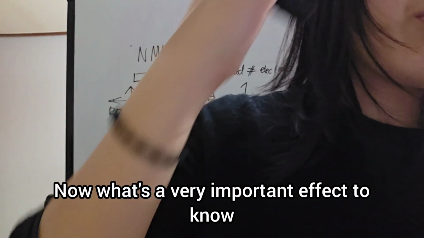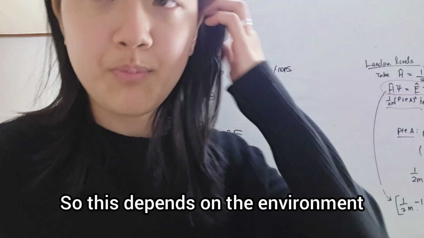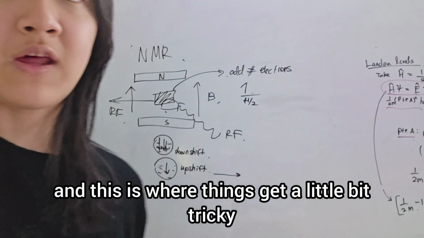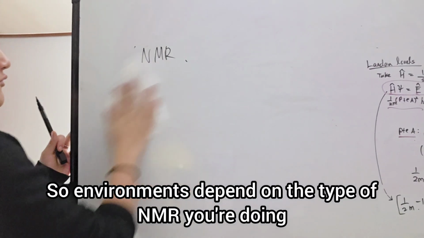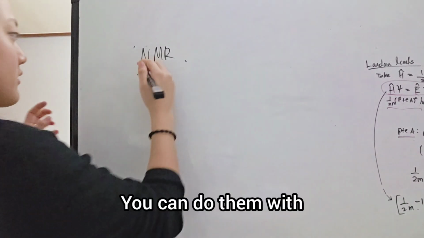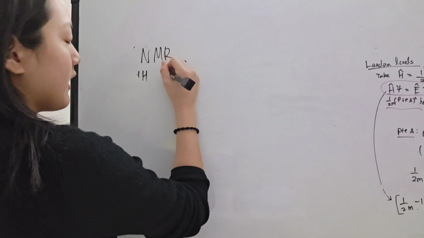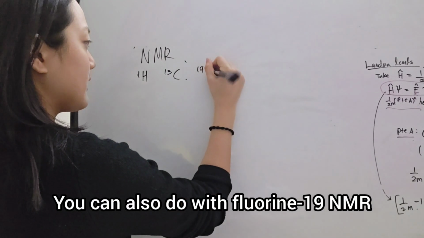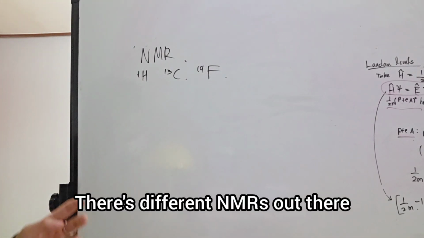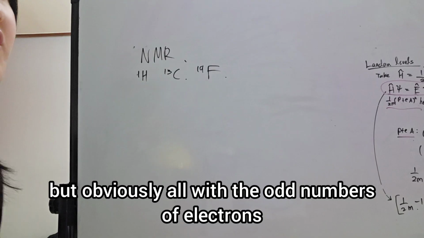Now, what's a very important effect to know? There's something called spin-spin coupling. This depends on the environment, and this is where things get a little bit tricky. Environments depend on the type of NMR you're doing. There's different types of NMRs. You can do them with 1H NMR, or you can also do it with carbon-13 NMR. You can also do it with fluorine-19 NMR. There's different NMRs out there, but obviously all with the odd numbers of electrons.